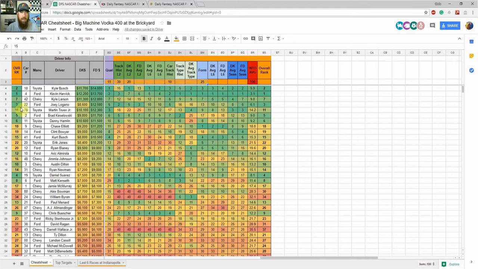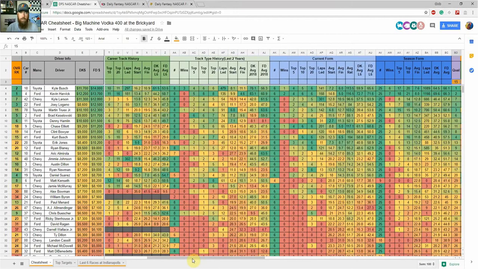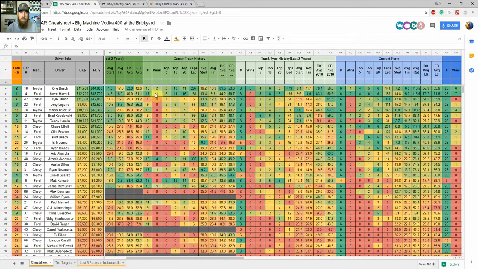Second, Kevin Harvick. He's actually first overall in the model. He's been very good here as well. He has finished top 10 in four straight here: 6th, 6th, 3rd, and 8th. So he's been fairly consistent here. Doesn't have the wins. We'll go over and look at career track history. As you can see, he's got one win, but it's been a while since he's had that win. But he's finished top 10 in 11 out of 17 races here.